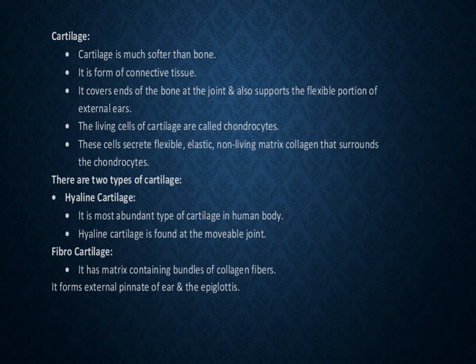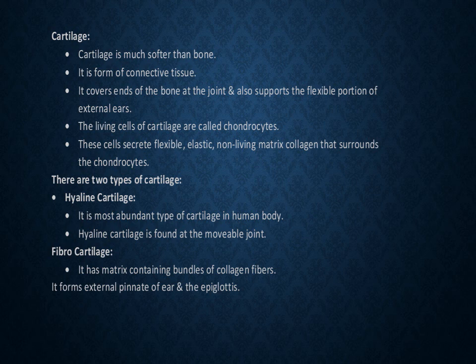Now cartilage. Cartilage is much softer than bone. It is a form of connective tissue. It covers the ends of the bones at the joints and also supports the flexible portion of the external ears. The living cells of cartilage are known as chondrocytes. These cells secrete a flexible, elastic, non-living matrix of collagen that surrounds the chondrocytes.